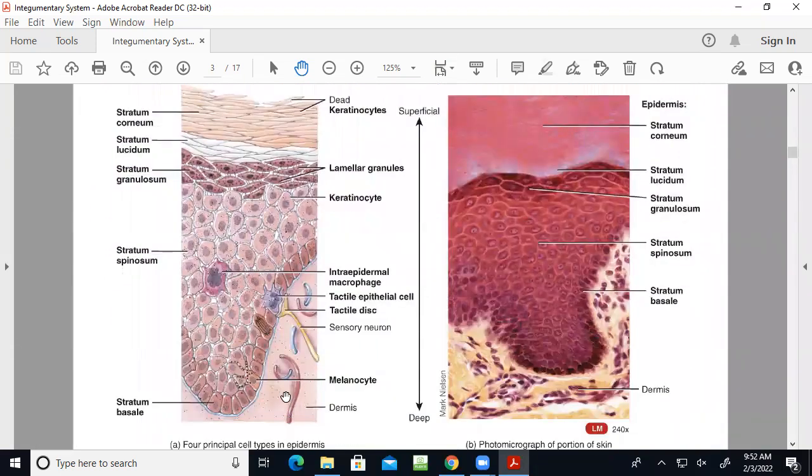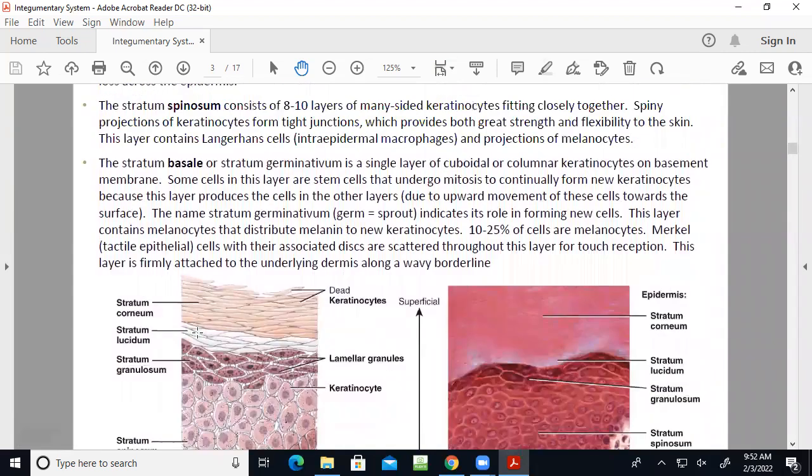And then that brings us to the final layer, the basale, which also goes by the term germinativum, but I want you to know mainly as basale, and that's what I call it. It's a single layer of cuboidal or columnar keratinocytes sitting on top of a basement membrane. Some cells in this layer are stem cells undergoing mitosis to form those new keratinocytes, because this layer produces the cells for the other layers due to the upward movement of these cells towards the surface. The other name, germinativum, refers to the fact that this is where things are germinating or sprouting. In other words, this is where we're forming the new cells.